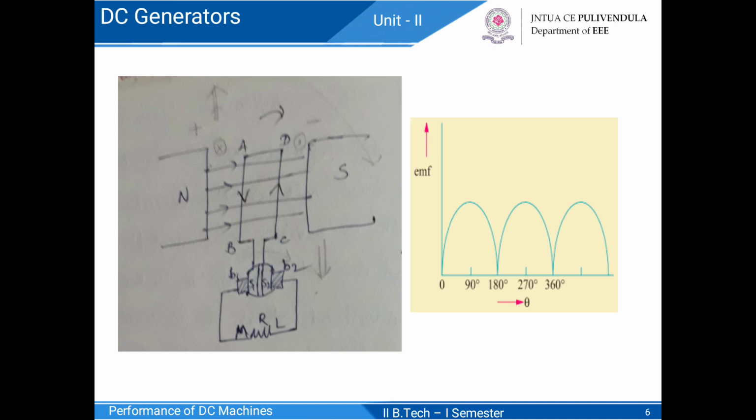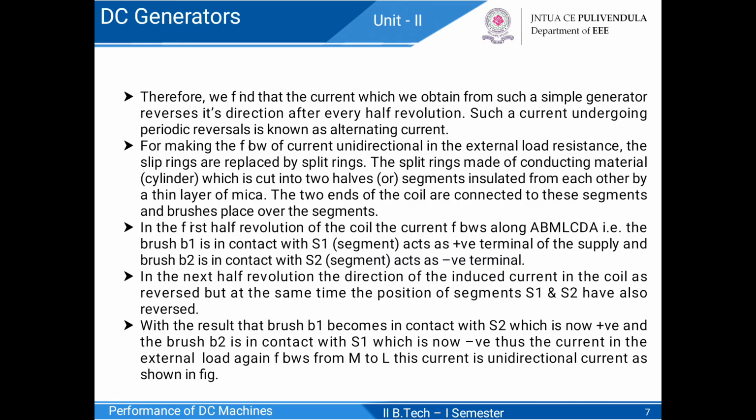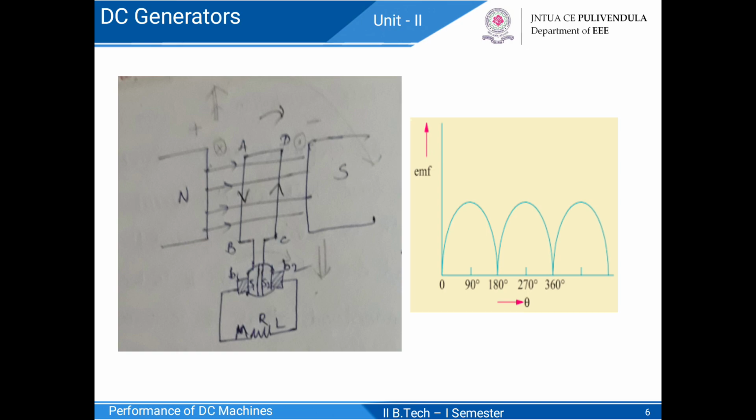So this current is unidirectional current. Observe the figure here, that is unidirectional current. On the right side of the slide, we can observe the unidirectional current direction. Okay, so this is the working principle of DC generator.